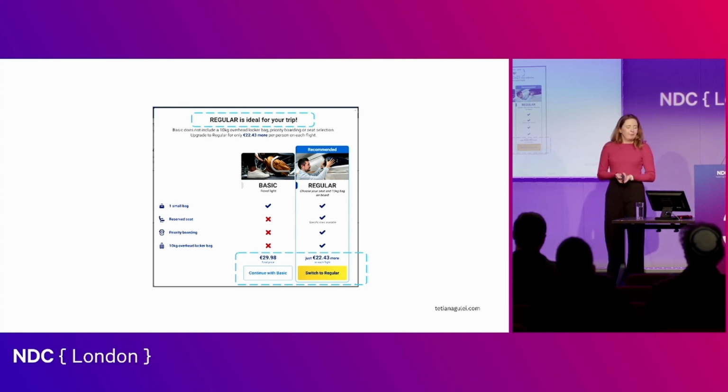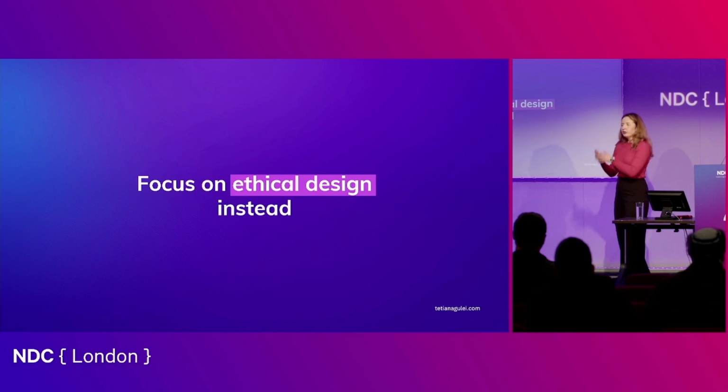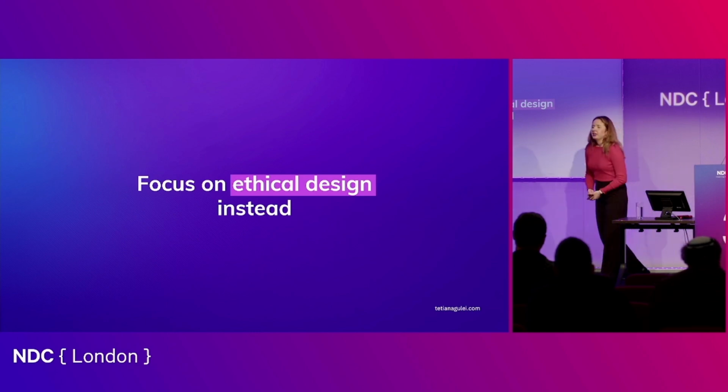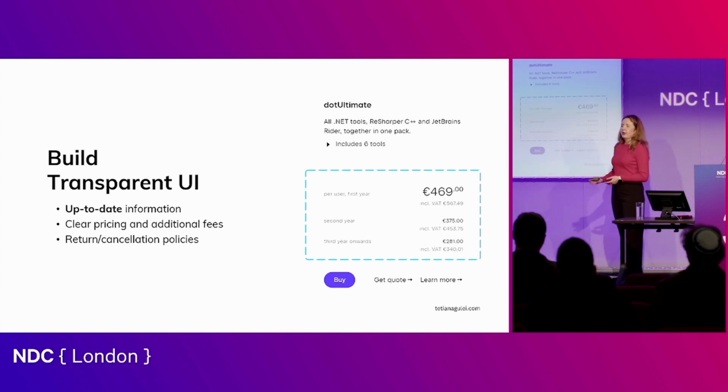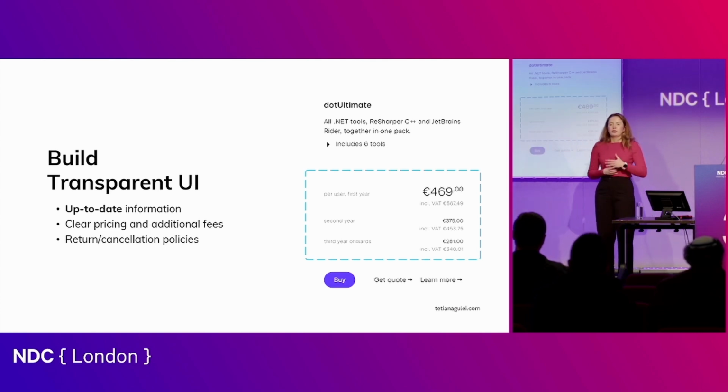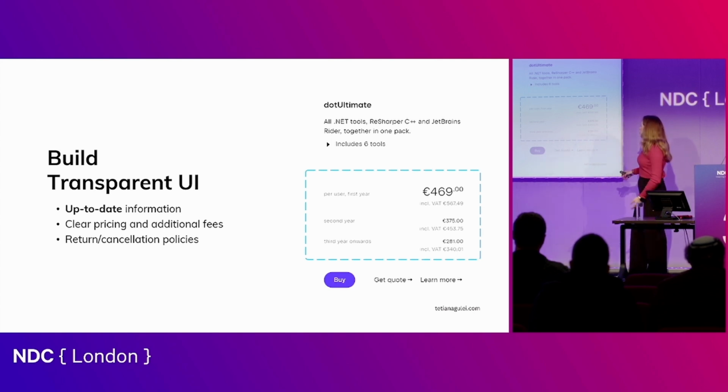So what you can do instead, as a designer, I always say we have to focus on ethical design. And what ethical design means is, first of all, that we don't use dark patterns, but also, more importantly, that we build transparent interfaces. And transparent interfaces mean that we show all up-to-date information, everything relevant for users to know beforehand. So for example, if you want to buy something, you show all the fees.